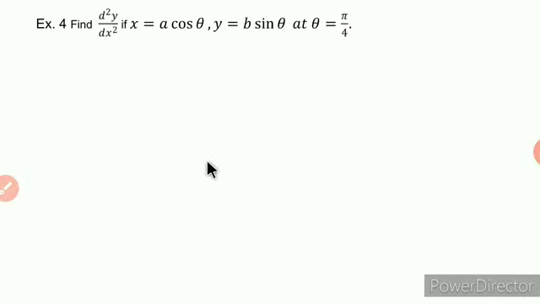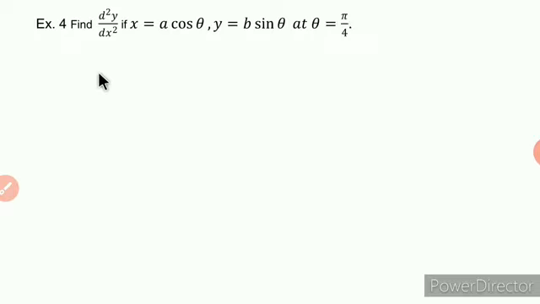Now see the next example, example number 4. Find d square y by dx square if x is equal to a cos theta, y is equal to b sin theta, at theta is equal to pi by 4. Here our aim is to find again the second order derivative of y with respect to x, but we have to find its value at theta is equal to pi by 4.